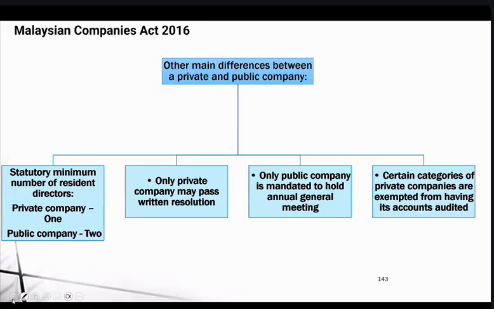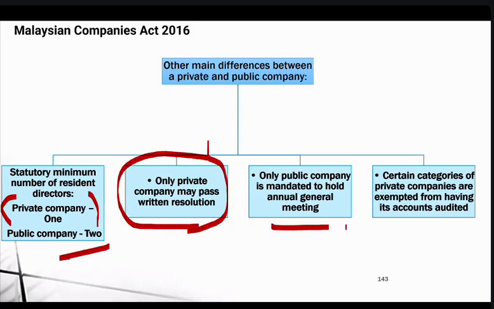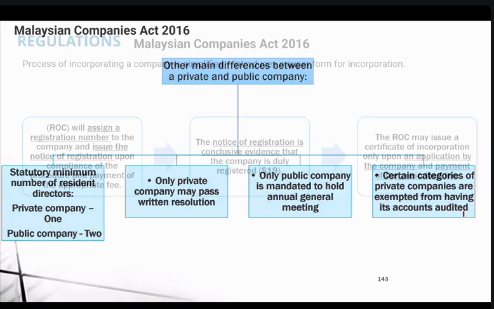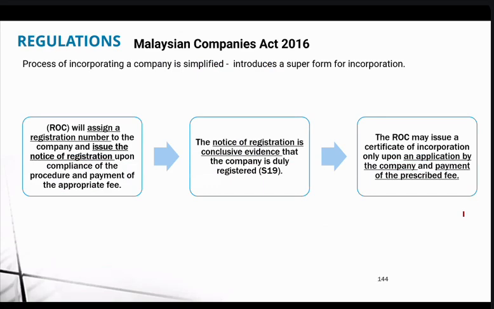One key difference between private and public: for private, the minimum resident director is 1, for public it is 2. Only a private company may pass a written resolution. Only a public company must hold the whole AGM. And then I'll talk about the audited accounts exemption later this week.